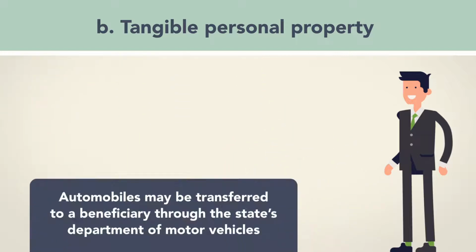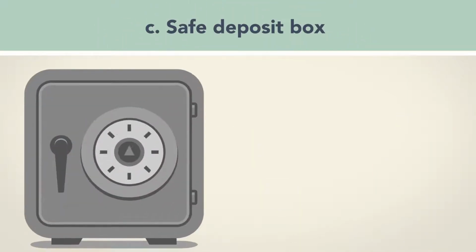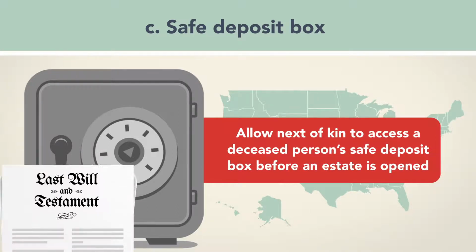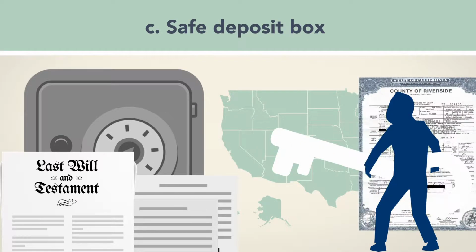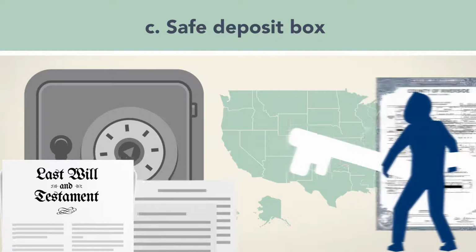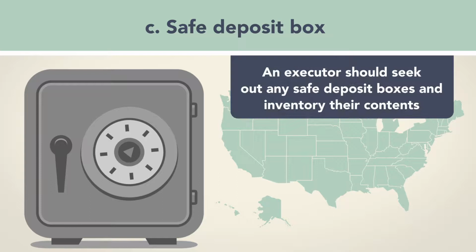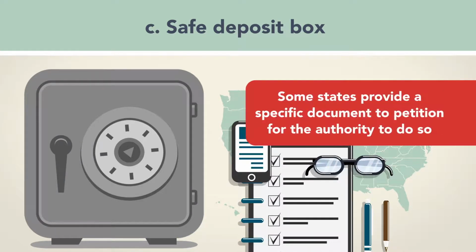In some cases, automobiles may be transferred to a beneficiary named in the will through the state's Department of Motor Vehicles. C. Safe deposit box. Some states allow next of kin to access a deceased person's safe deposit box before an estate is opened, typically to find a will or other legal documents, upon presentation of a key and proof of death, such as a death certificate. However, if the safe deposit box has not been accessed prior to death, an executor should seek out any safe deposit boxes and inventory their contents. Some states provide a specific document to petition for the authority to do so.